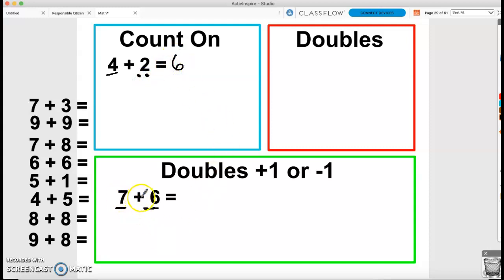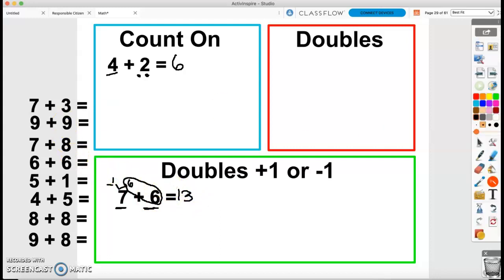So we have 7 plus 6. So I'm going to make 7 into 1 and 6. So here is my doubles. 6 plus 6 is 12, plus 1 more is 13. Awesome. Let's try the next one.